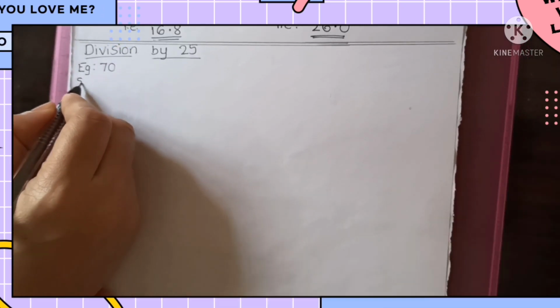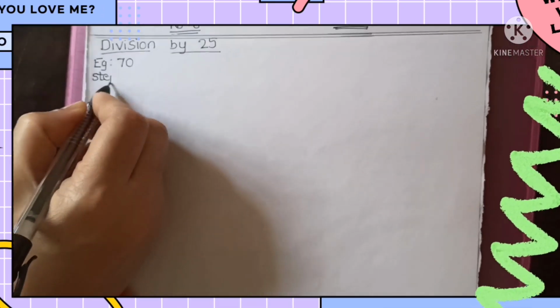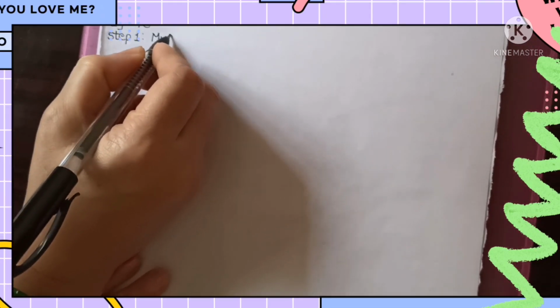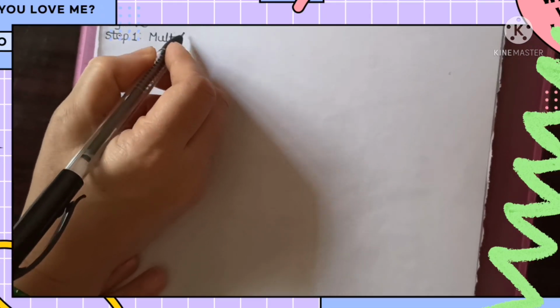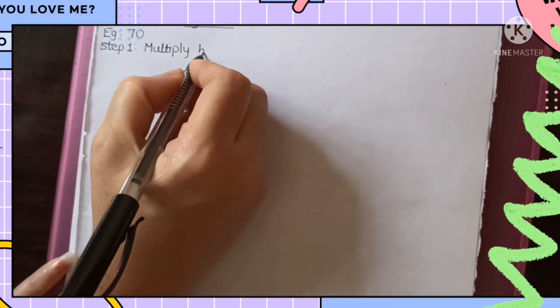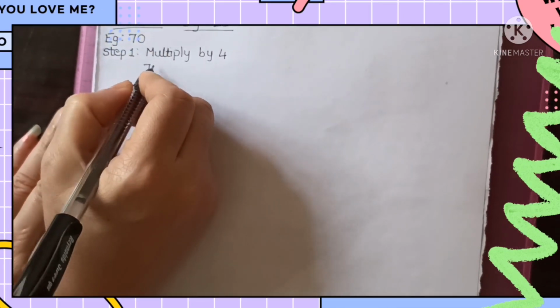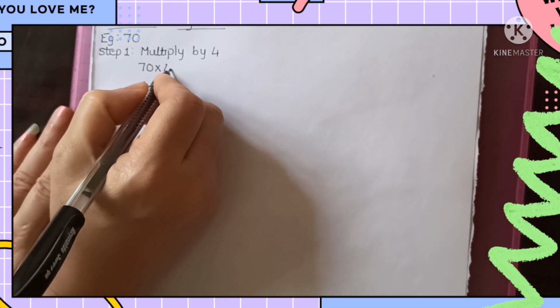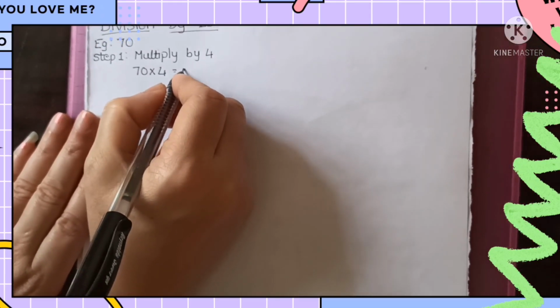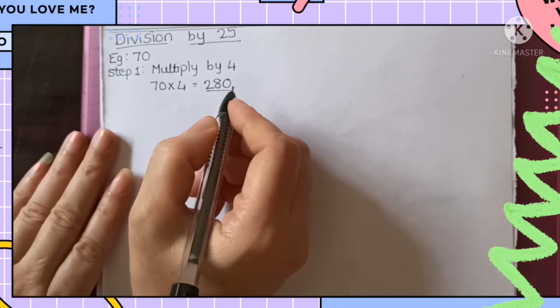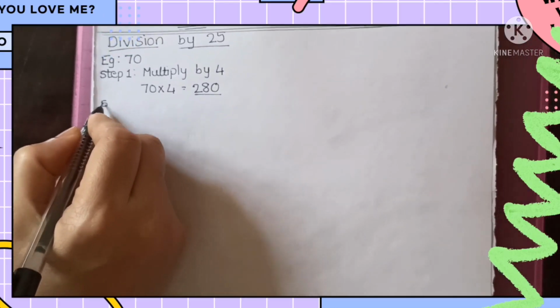Let's see an example of 70. In first step, we have to multiply the number with 4. So multiplying 70 with 4, we will get the answer as 280. So let's move on to our step 2.